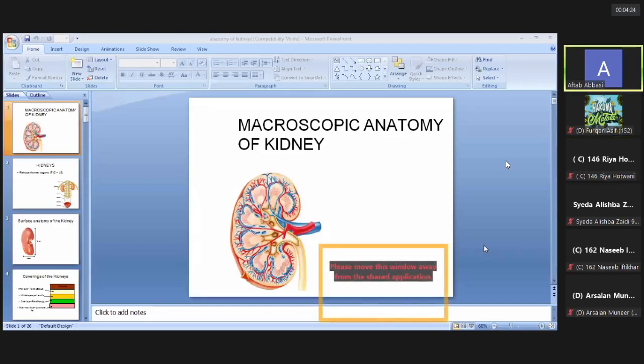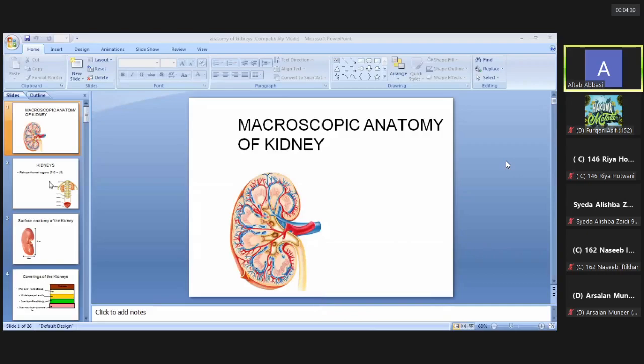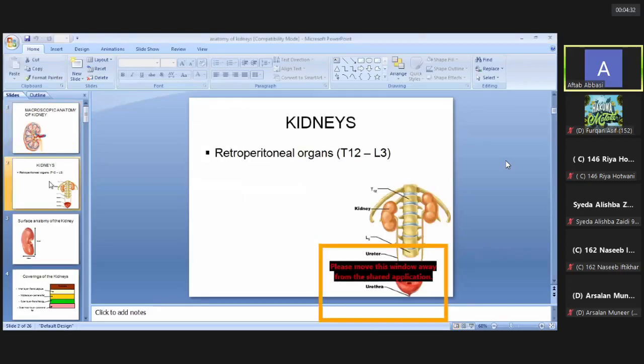The macroscopic anatomy or gross anatomy of the kidneys. First of all, the location of the kidneys. These are the retroperitoneal organs, meaning they are only covered on their anterior aspect by the peritoneal covering.